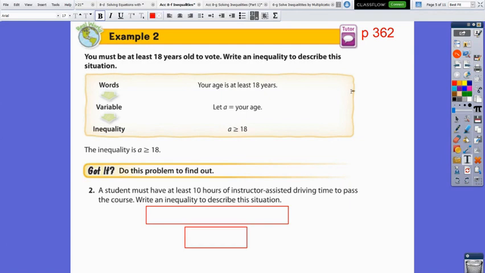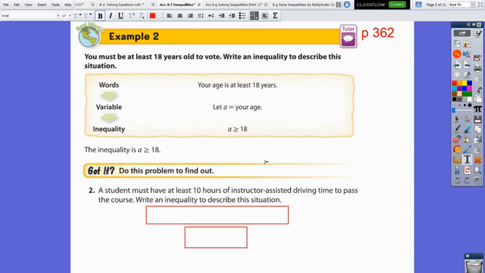There's an example here, page 362. You must be at least 18 years old to vote. So what age can you vote? Well, if we let A equal age by defining a variable for the situation, then A has to be greater than or equal to 18. If you are 18, then you are at least 18 and you can vote. And certainly if you're older than 18. So greater than or equal to.